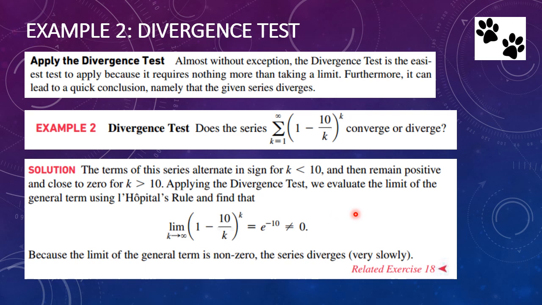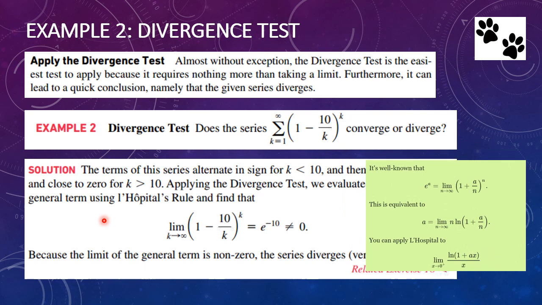Applying the divergence test, we evaluate the limit of the general term using L'Hopital's rule and find that the limit as k goes to infinity of this function is equal to e to the negative 10, which doesn't equal 0. Because the limit of the general term is non-zero, the series diverges, even though in this case it diverges really slowly. Okay? You know, this whole idea about applying L'Hopital's rule comes from Calculus 1.